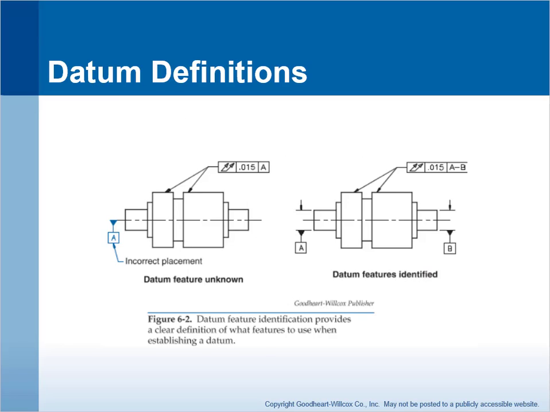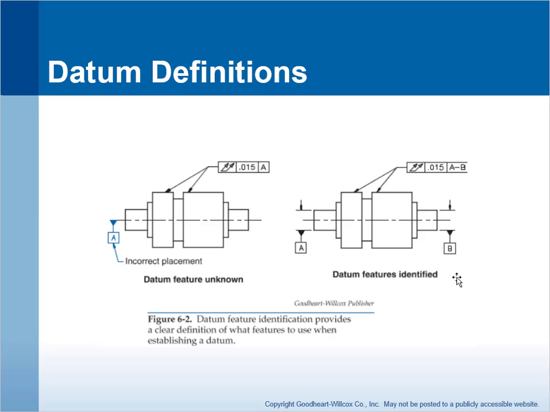Okay, so now, datum definitions. This one here on the left is absolutely incorrect. What we tried to do is put a datum on a center line. A center line cannot be touched. Datums have to be physical, and they have to be touched. So in this case, what we've done is define datum A as the diameter of this end of the piece, and datum B as the diameter of the other end. These are good datum features because they can be touched.